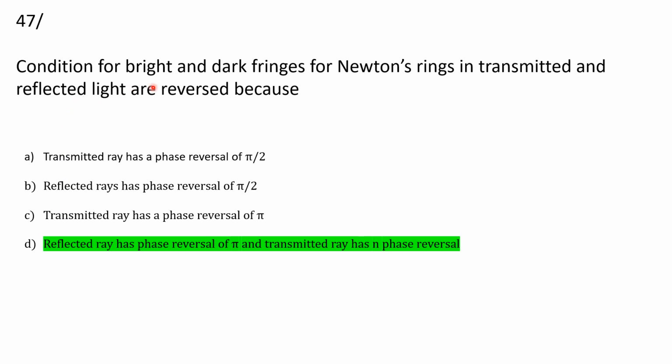Then, the condition for bright and dark fringes for Newton's rings, its transmitted and reflected light are reversed because... the options are: transmitted ray has a phase reversal of pi by 2, reflected ray has a phase reversal of pi by 2; transmitted ray has a phase reversal of pi; and option D says reflected ray has a phase reversal of pi and transmitted ray has a phase reversal of, I think this is 0 degree. So the final answer will be option D.